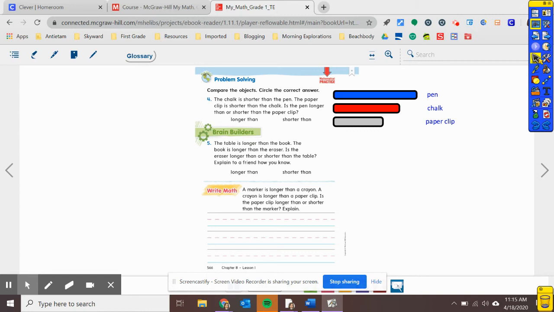Okay, so now that we have our drawing, and you have yours on your paper, we can answer their question. Their question is, is the pen longer than or shorter than the paper clip? So let's look at those two objects. We have the pen up here, and we have the paper clip down here. So is the pen longer than or shorter than the paper clip? Well, I see that the pen is much longer than the paper clip. So I'm going to circle the words longer than.